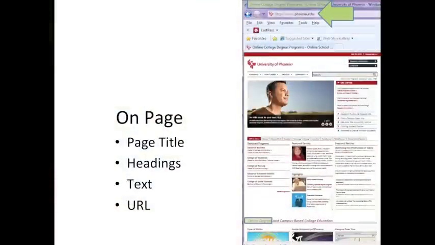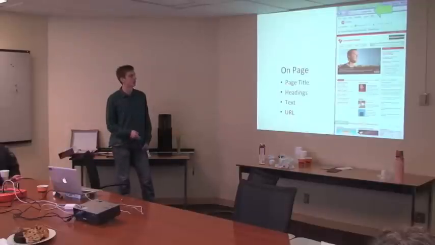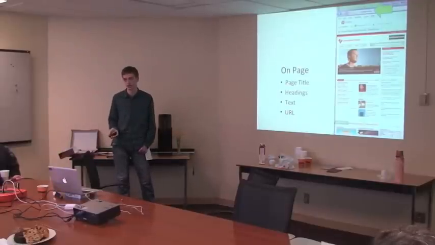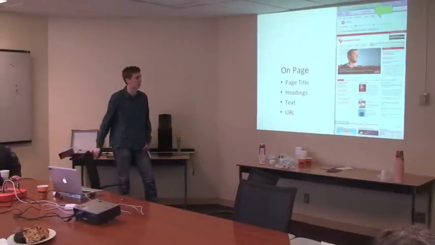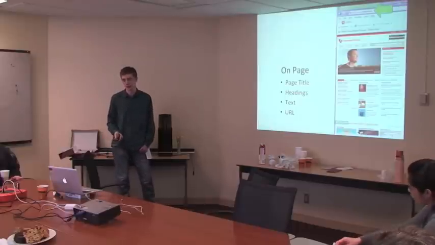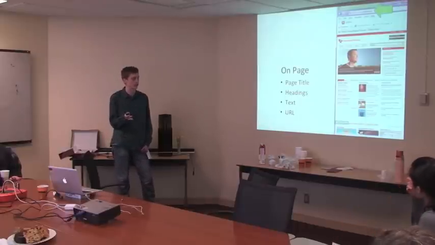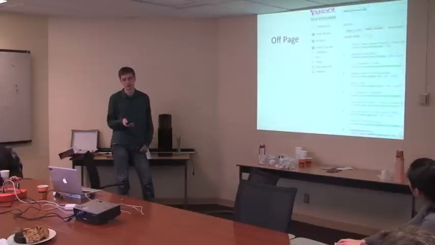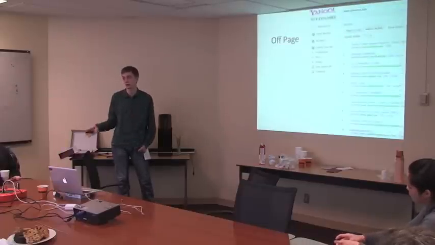And the URL is an important one. Now this one is just phoenix.edu, but if they registered onlinecollegedegree.com, they would get a further benefit from that just by having the same URL. So these are the on-page things you can do, and they're fairly easy. And this will only take you a few hours to accomplish. But for anything competitive, you're going to have to do things on other sites.